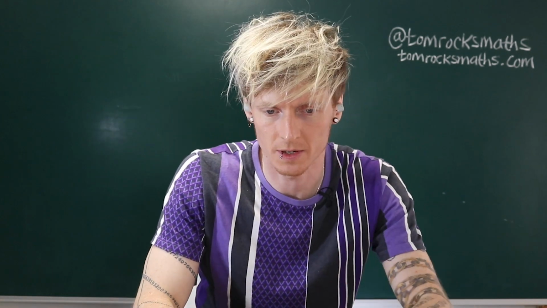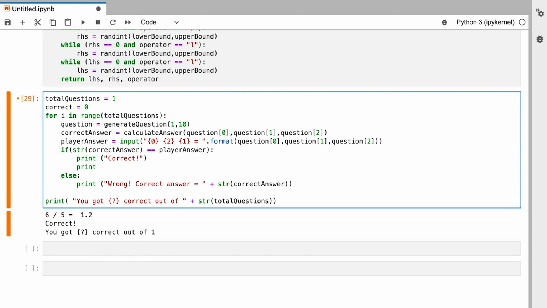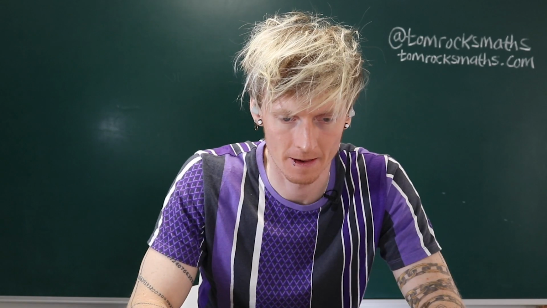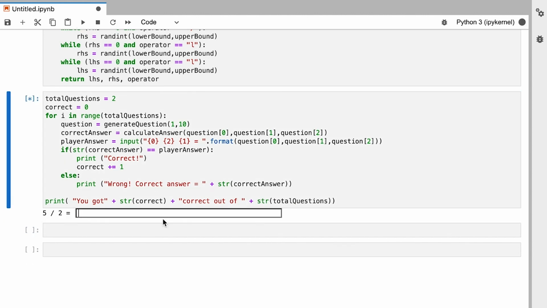Okay, good. So we're going to do correct equals 0 at the beginning. And then correct plus 1 every time we print correct. That's very clever. So correct is going to be plus equals 1. Was it equals plus? Plus equals 1. So correct, plus equals 1. So if we now do 2 questions, and we want to say you got how many correct? So we want to say you got, and then we want to say plus string, and we want to do correct. So we want to output that variable plus text, correct out of, plus that, and close the print. Okay, 5 divided by 2, so that's 2.5.